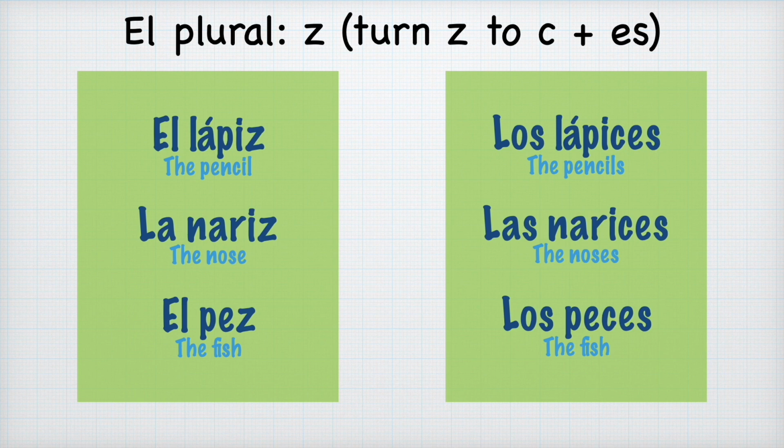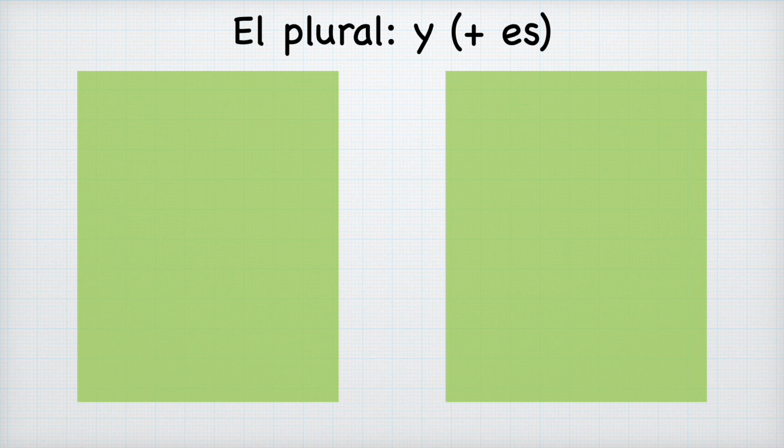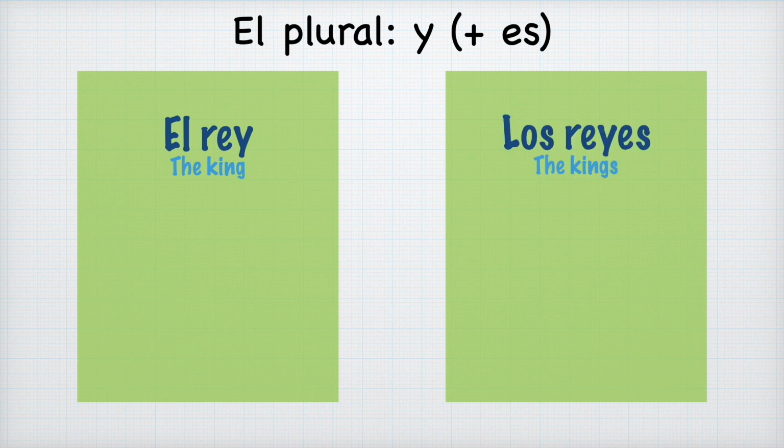To pronounce these words. All right, for nouns ending in the letter Y, we'll add es at the end. For example, el rey. In singular form, the Y sounds like the letter I when it's at the end. When we make it plural, it will sound a lot like the English Y. El rey turns into los reyes. So we add es at the end and it becomes plural.